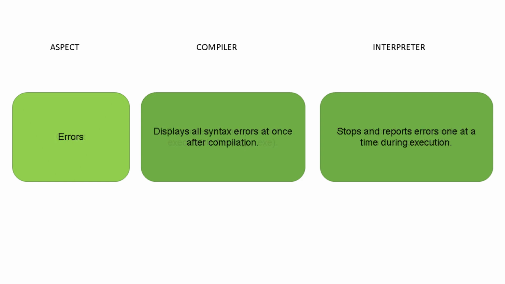Error: the compiler will throw all the errors that you have in your code at once. The interpreter runs line by line, so once you have an error at any line, it will stop there. It will tell you, okay buddy, you have an error there, please solve it. Correct? So the interpreter does line by line execution, while the compiler reports all the errors and does the whole execution at once. Simple.